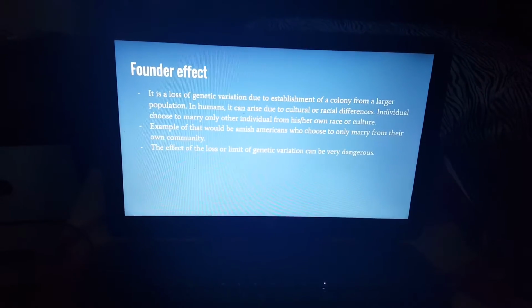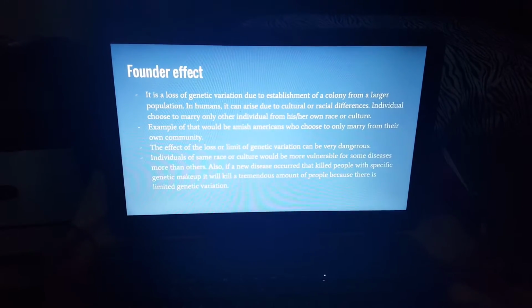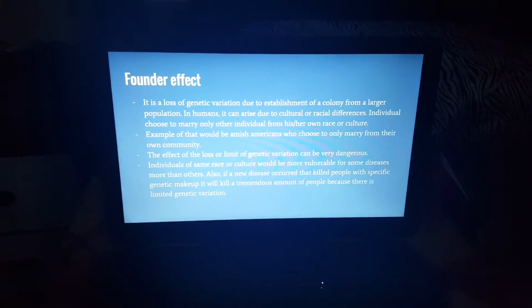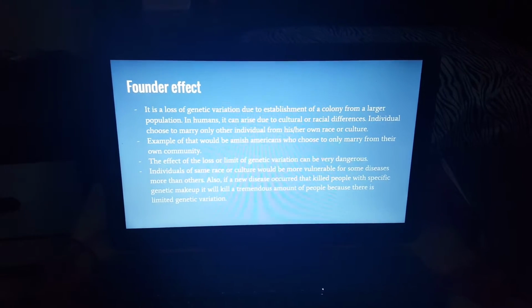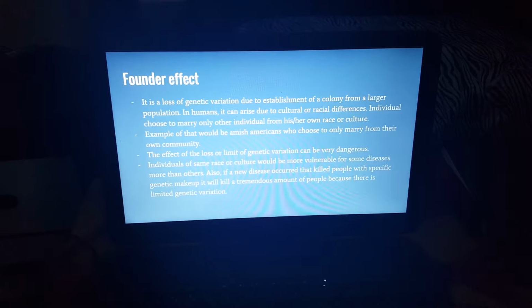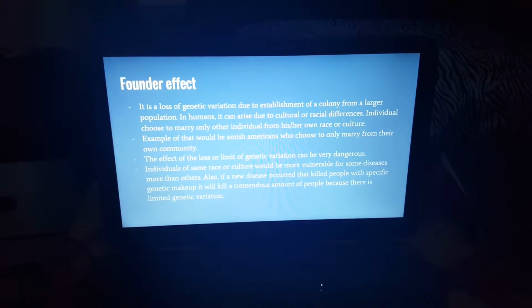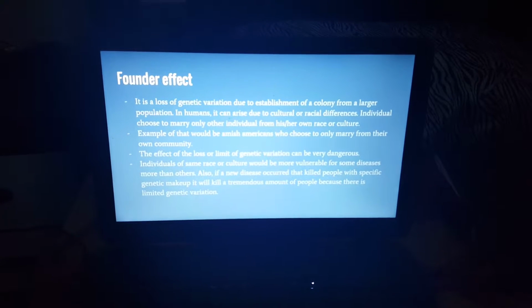The effect of the loss or limit of genetic variation can be very dangerous. Individuals of the same race or culture would be more vulnerable to some diseases more than others. Also, if a new disease occurred that killed people with a specific genetic makeup, it would kill a tremendous amount of people because there is limited genetic variation.